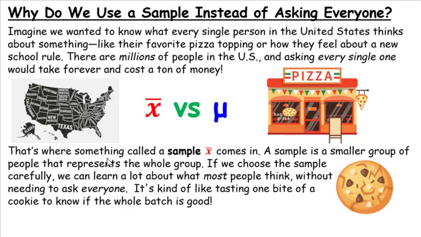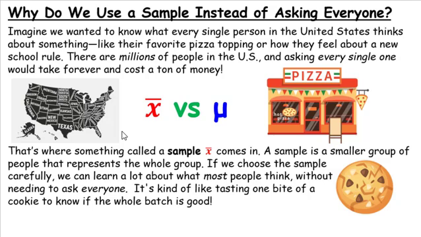Why would we use a sample instead of actually using the total population? Imagine we wanted to know what every single person in the United States thinks about something, like your favorite pizza topping or how you feel about a new school rule. There are millions of people in the United States, and asking every single one would take forever and cost a ton of money. That's where something called a sample, x bar, comes in. A sample is a smaller group of people that represents the whole population. If we choose the sample carefully, we can learn a lot about what most people think without needing to ask everyone. It's kind of like tasting one bite of a cookie to know if the whole batch is good.